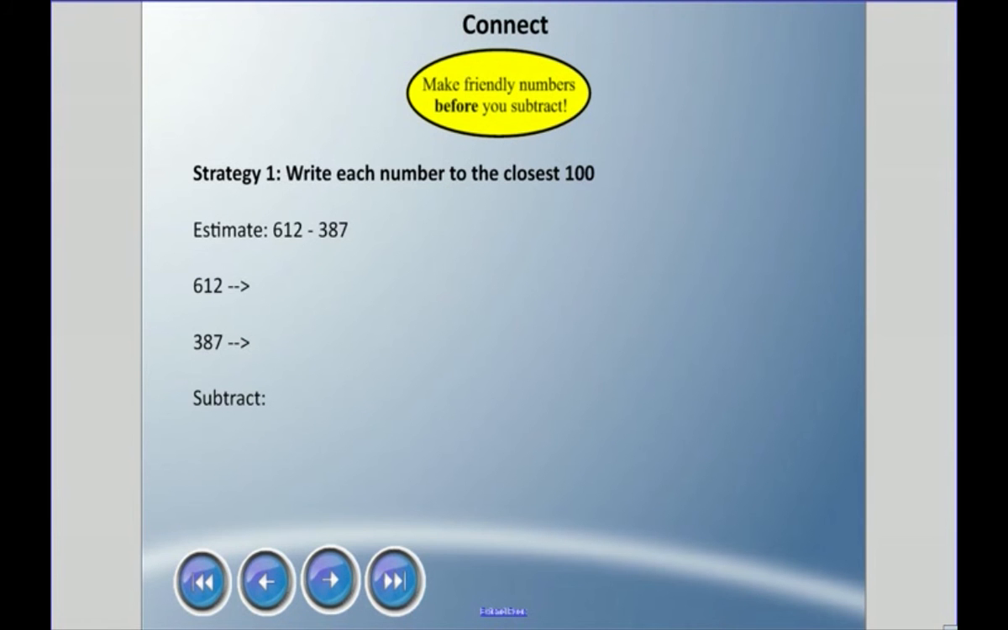Well, we can make these numbers to the closest hundred. So 612, the closest hundred would be to round down, and that would be 600. And then the 387, it's actually pretty close to 400, so we can say that's to the closest 100. So then we subtract here, 600 minus 400 equals 200. So the answer is about 200.